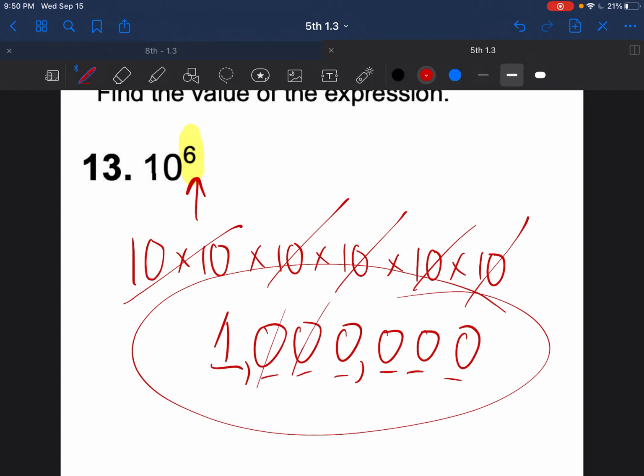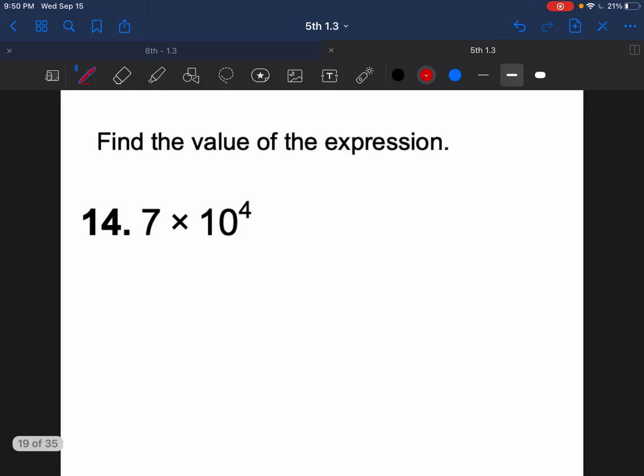We had 6 zeros. Maybe we can see a trick on the next one. Let's see. Question number 14. Ooh, we're switching it up this time. But again, what does it say? We have 4 10s. So that tells me how many zeros I should have, right? So I should have a 1 and 4 zeros. 1, 2, 3, 4. And I'm going to multiply by 7.